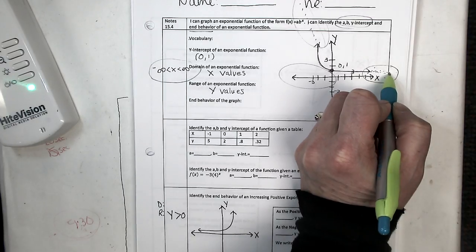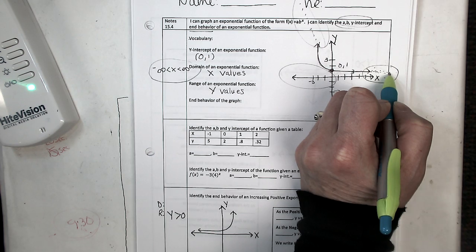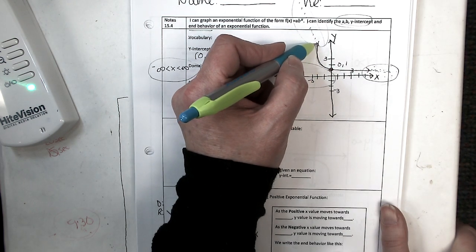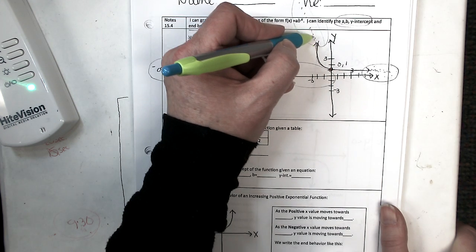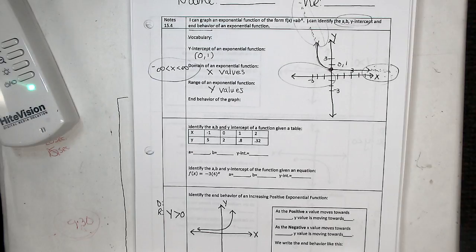That's the end behavior. Over here in the negative direction, as the x value goes on and on forever, hey, what's happening to the y value? It's going further and further from 0, so it's going on to infinite. So that is what the end behavior actually represents, is basically what is happening to the y value.